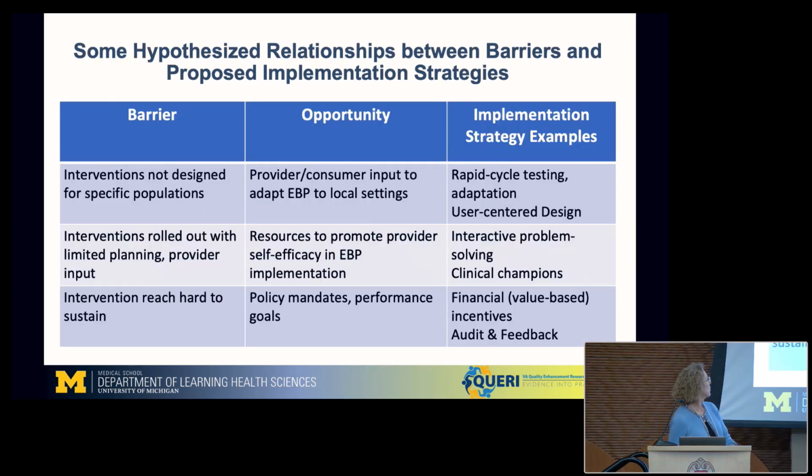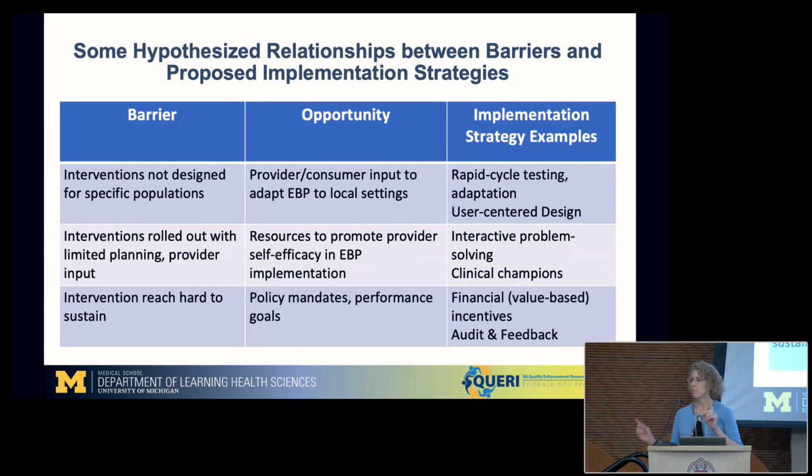So some examples of how relationships between this implementation strategy could overcome the barriers to implementation are listed in this slide here. So for example, you might have interventions not designed for a specific population. The opportunity there is you get providers and consumers to provide input about how that intervention could be tailored better to make it more implementable in routine care practice.